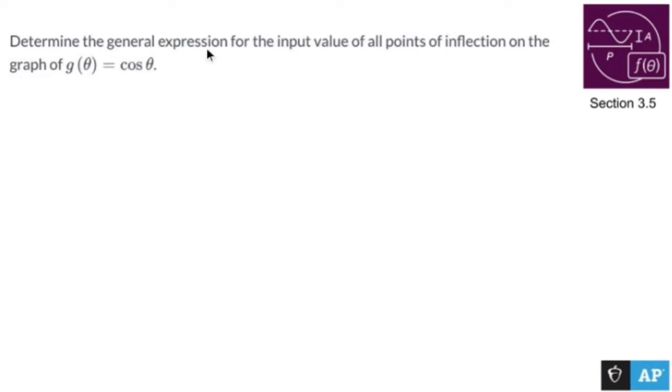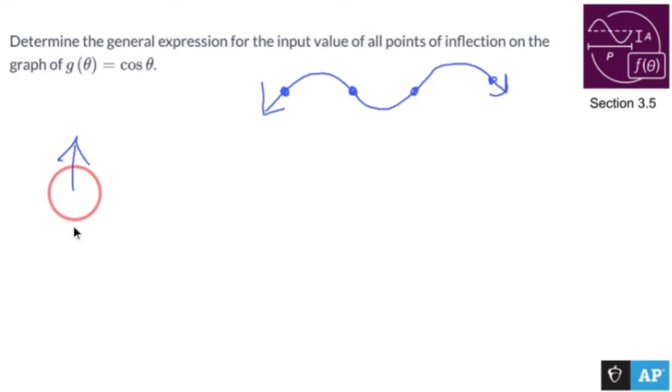Determine the general expression for the input value of all points of inflection of the graph g of theta equals cos theta. If you don't remember what a point of inflection or an inflection point is, wherever your graph changes concavity is when you have an inflection point. Okay, so let's graph cosine.